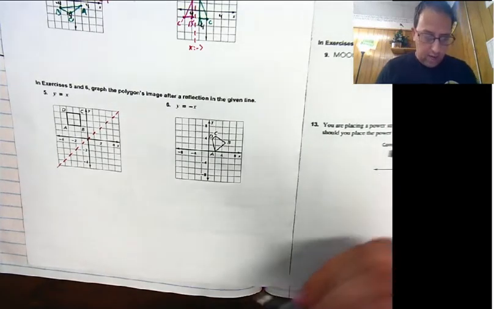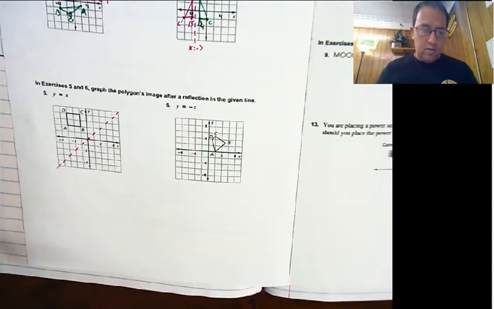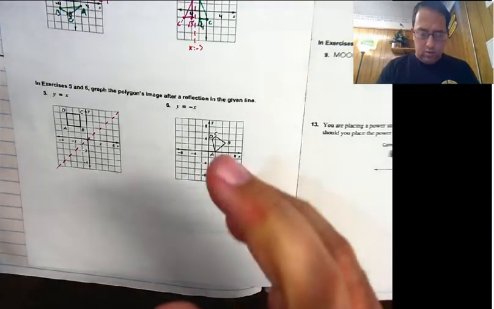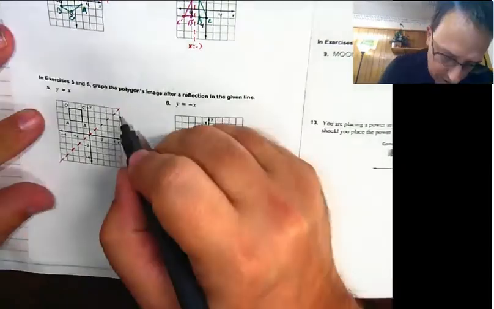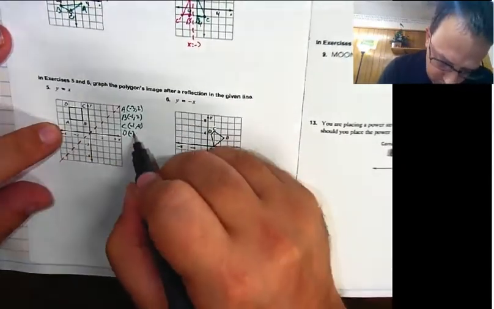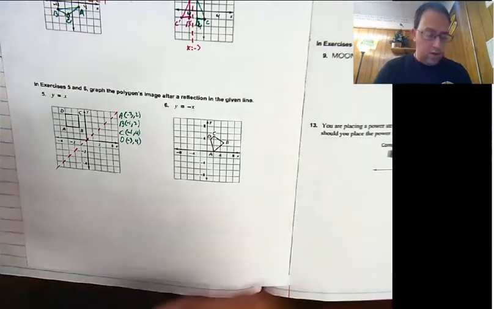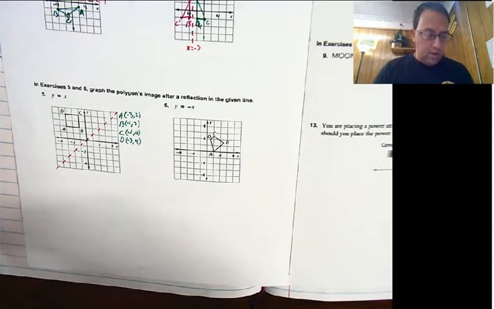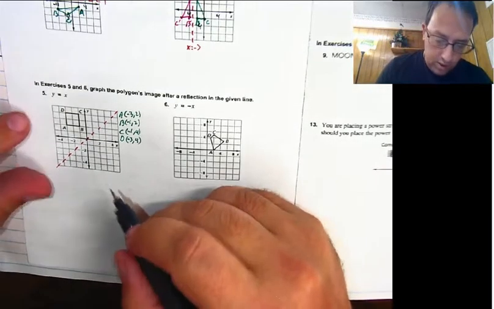So let's take a look at this. It might actually be easier if we wrote down the coordinates. So I am going to do that real quickly. So we've got these original coordinates written down. Now I'm going to use the rule to write down the new coordinates for the image. That's the pre-image. Let's write down the image.